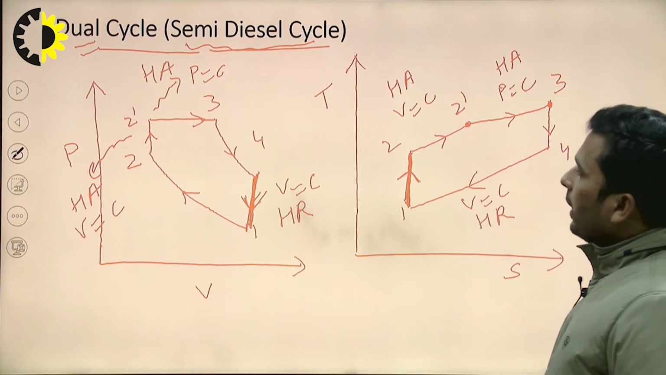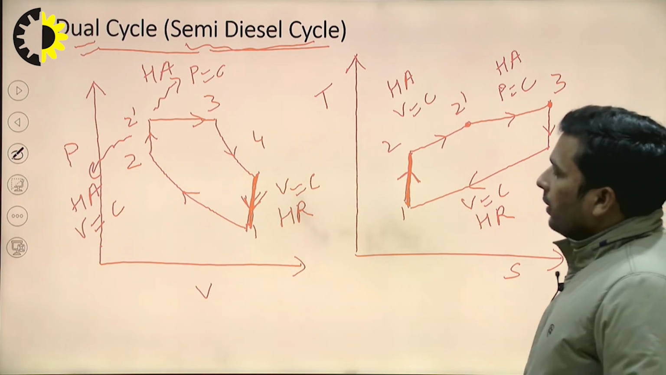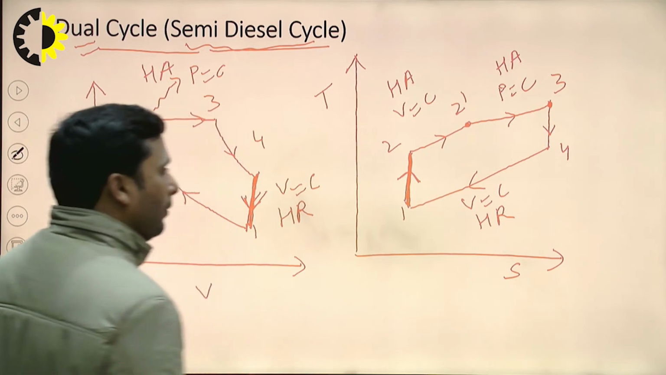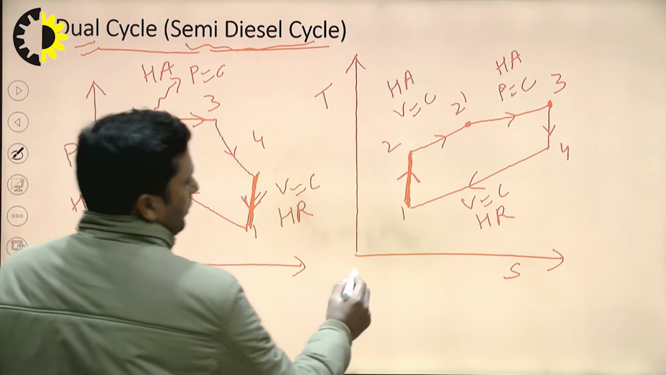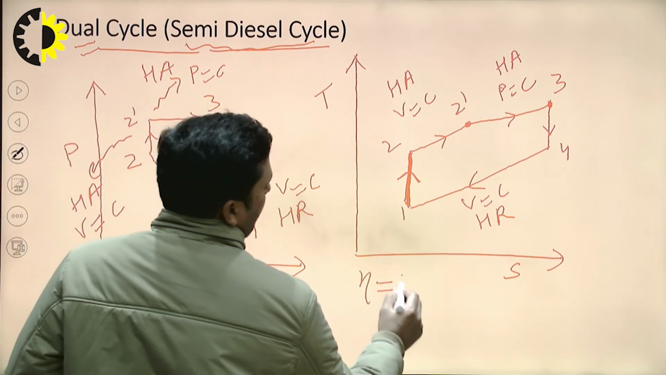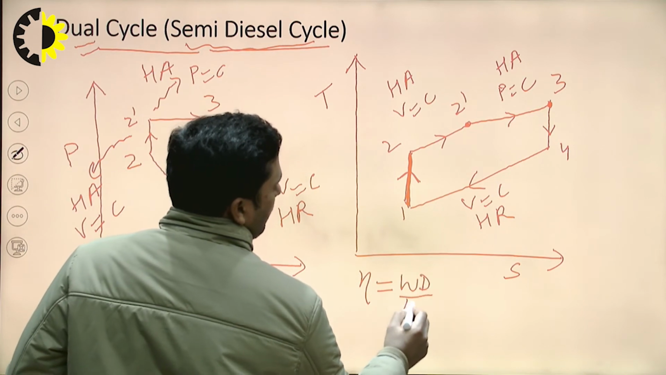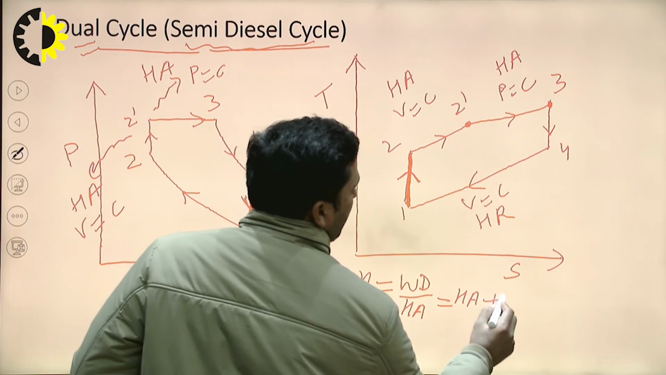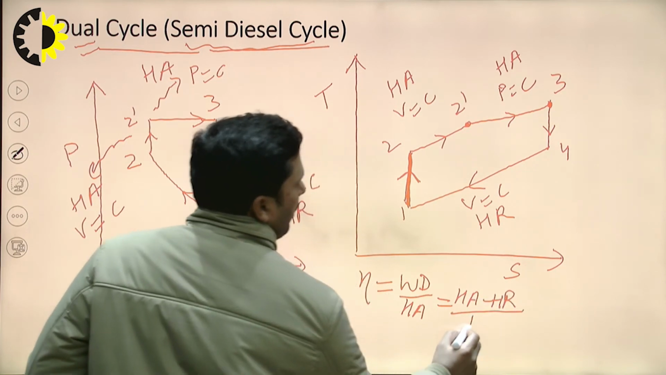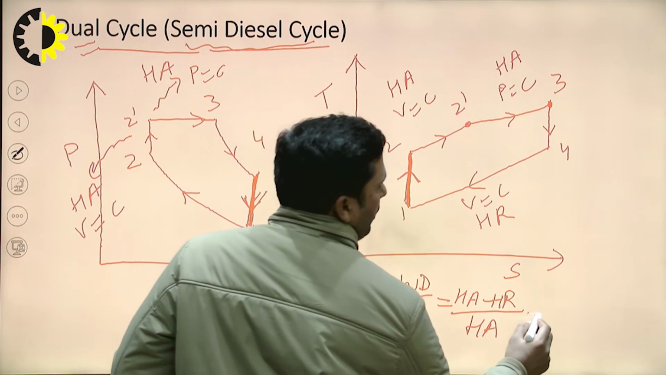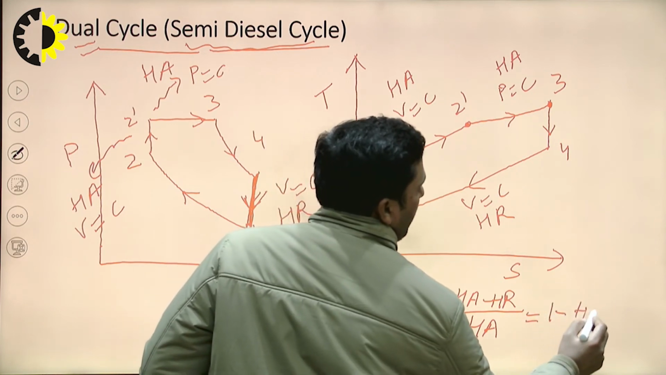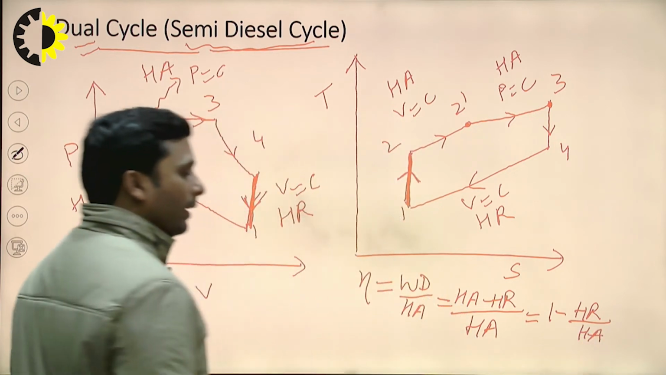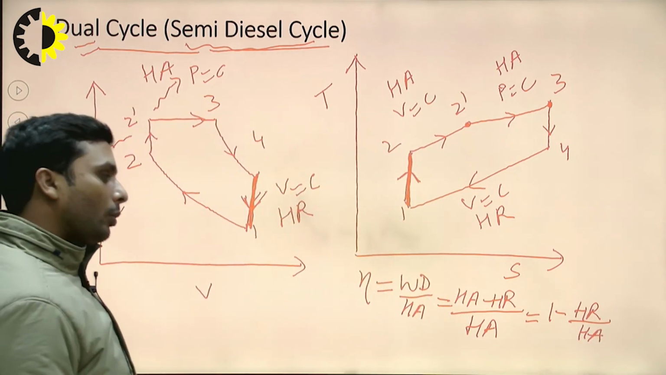So this is the PV and TS diagram in case of the dual cycle. Our target is to calculate the thermal efficiency of the dual cycle, and we know that thermal efficiency is equal to work done upon heat addition, and work done is equal to heat addition minus heat rejection upon heat addition. So it will be equal to 1 minus heat rejection upon heat addition. So our target is to calculate heat rejection and heat addition in case of the dual cycle.